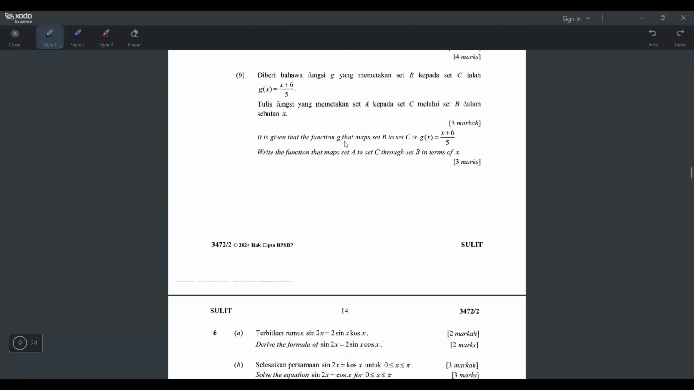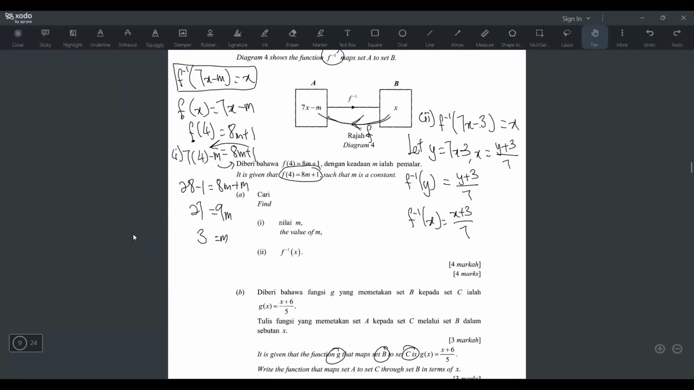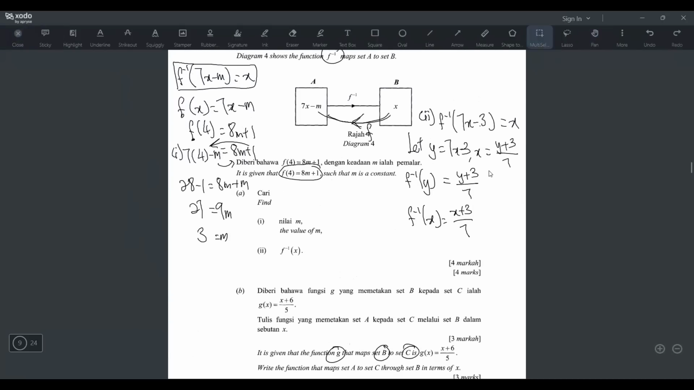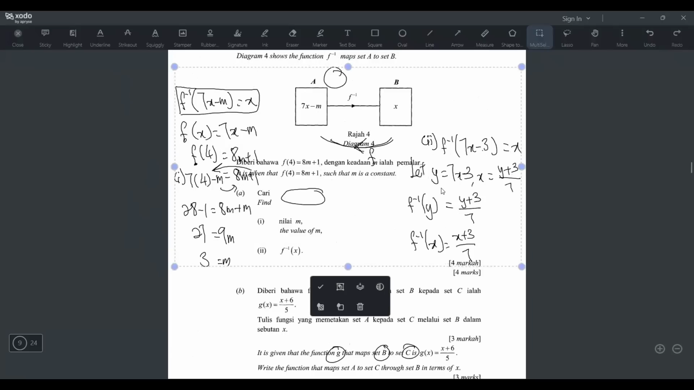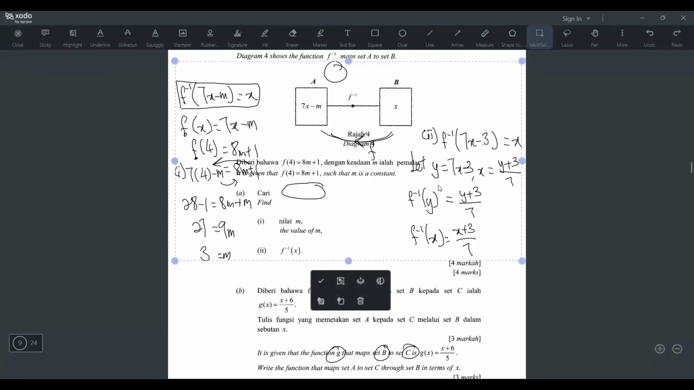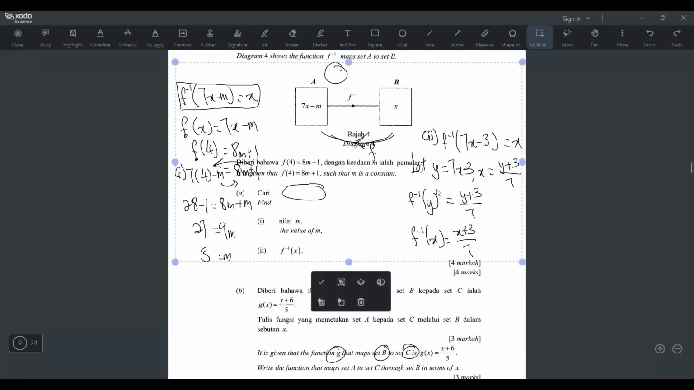B, they say it is given that function g that maps B to C, which is this, g(x), B to C. Write the function that maps A to C. I think I have to look at the diagram when I do this question, so I will move this down a bit. Okay, maybe like this.